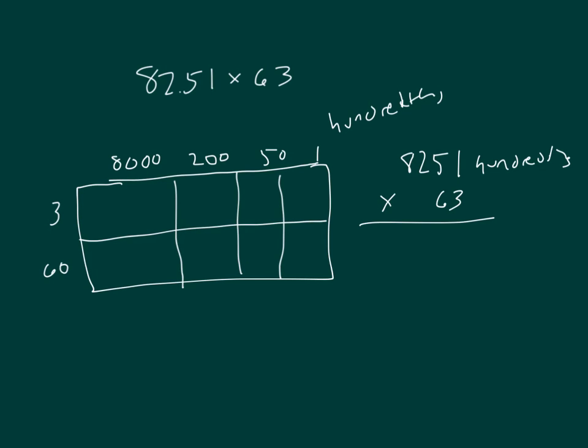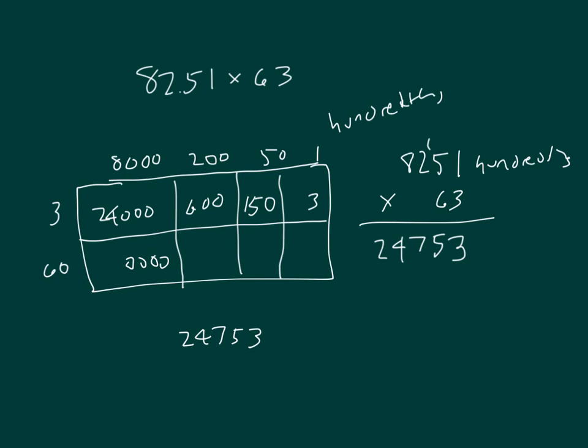So we have 3 times 8,000, which is 24,000. 3 times 200, which is 600. 3 times 50, 150. And 3 times 1 is 3. Adding those together, I get 24,753. Let's see if that's the same thing I get in my standard algorithm. 3 times 1 is 3. 3 times 5 is 15. 5, regroup a 1. 3 times 2 is 6 plus 1 is 7. And 3 times 8 is 24. Yes, it matches.